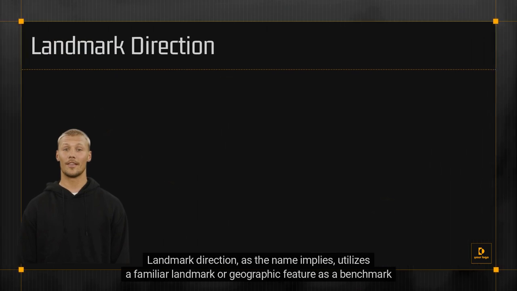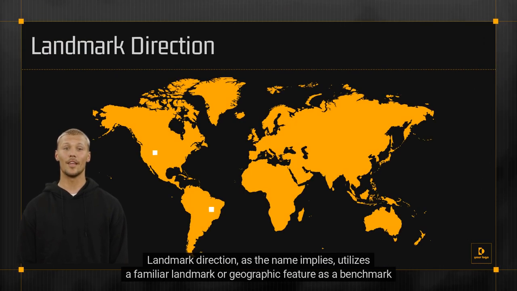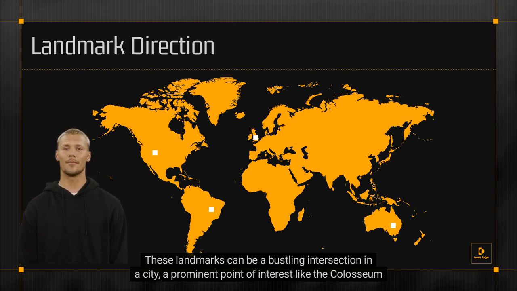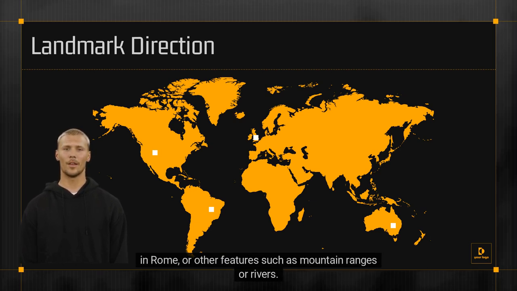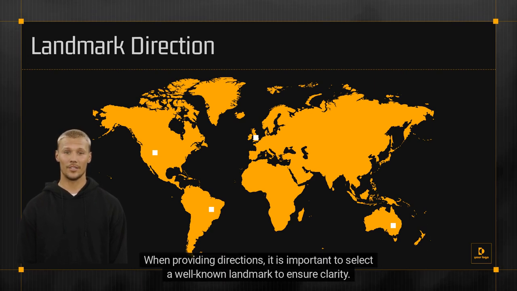Landmark direction, as the name implies, utilizes a familiar landmark or geographic feature as a benchmark for determining direction. These landmarks can be a bustling intersection in a city, a prominent point of interest like the Colosseum in Rome, or other features such as mountain ranges or rivers. When providing directions, it is important to select a well-known landmark to ensure clarity.